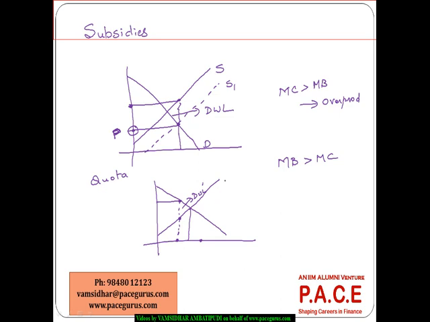So in all these cases, we see that allocative efficiency is getting impacted because of various scenarios that are being influenced by the government. In some cases, I could also see public goods.